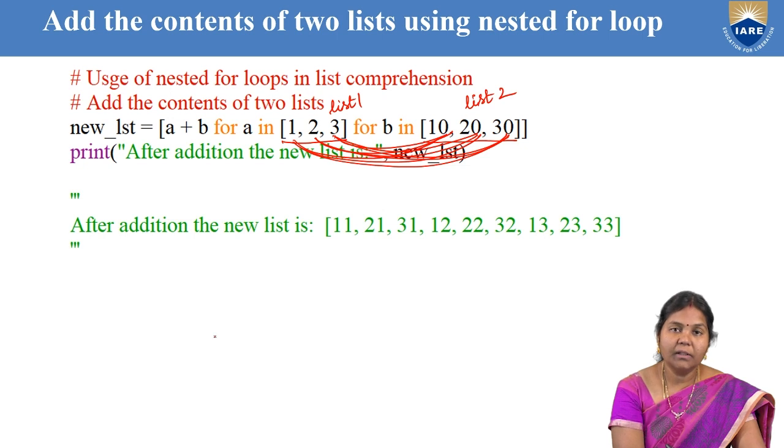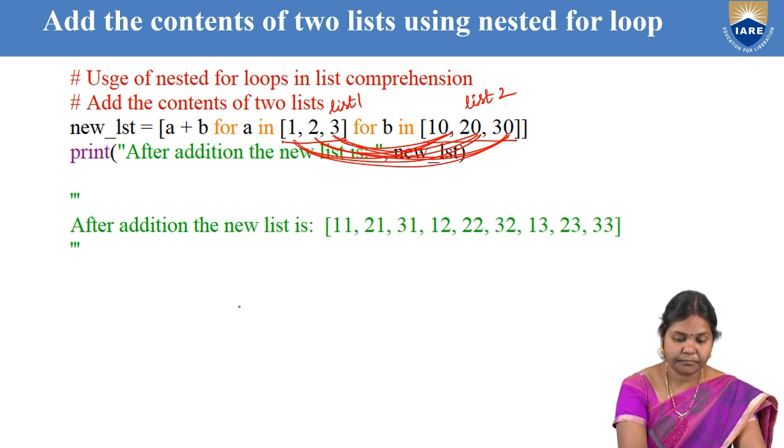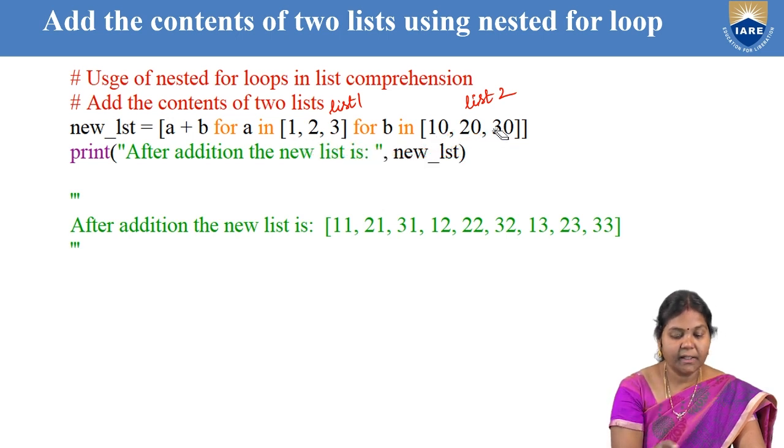Normally, whenever you want to combine the contents, the zip function is popularly used. But here, every item will be combined with every item in the second list. So, you can simply write a plus b, for every a value from list 1, for every b value from list 2, which is very simple. In this way, the contents of both the lists can be added.